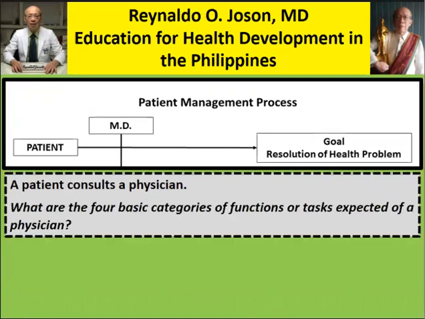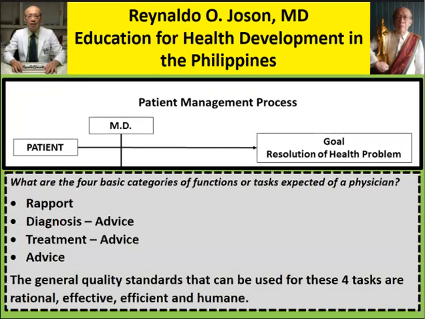What are the four basic categories of functions or tasks expected of a physician? Rapport, diagnosis, followed by advice, treatment, followed by advice, and advice. The general quality standards that can be used for these four tasks are rational, effective, efficient, and humane.